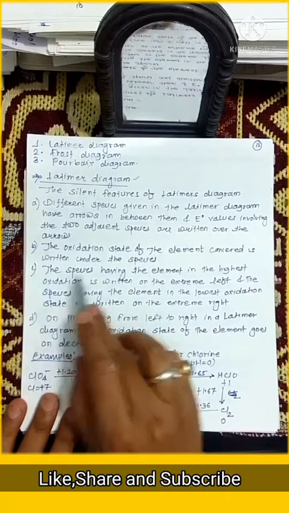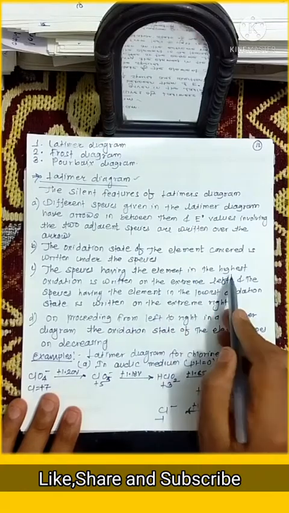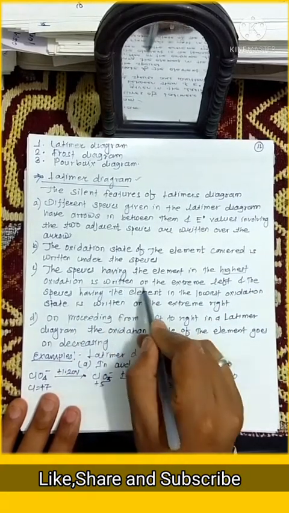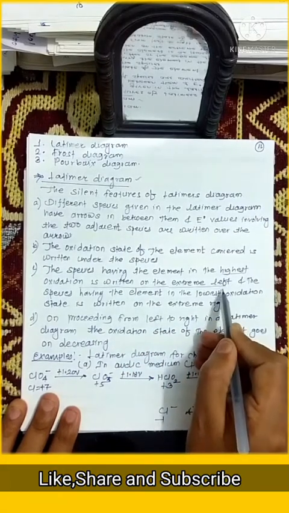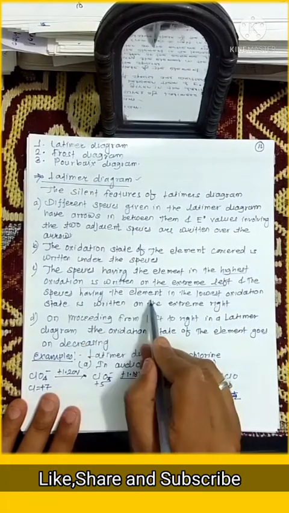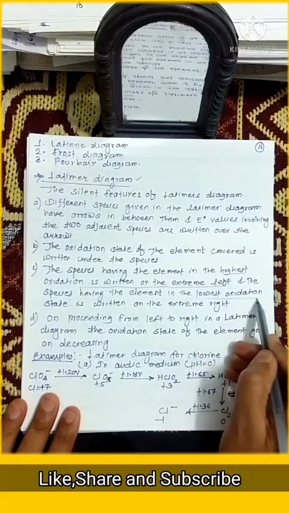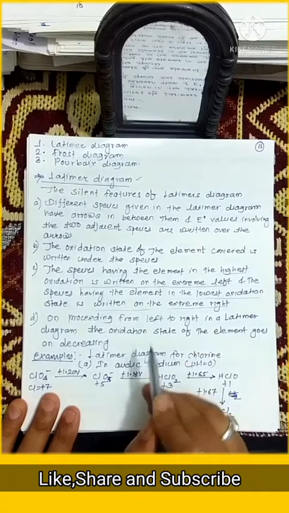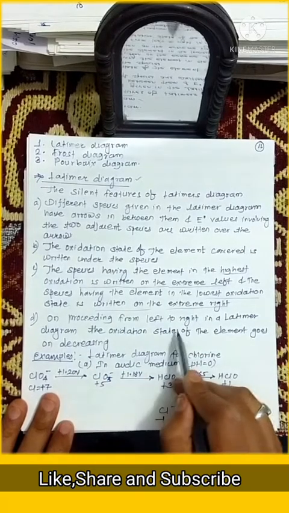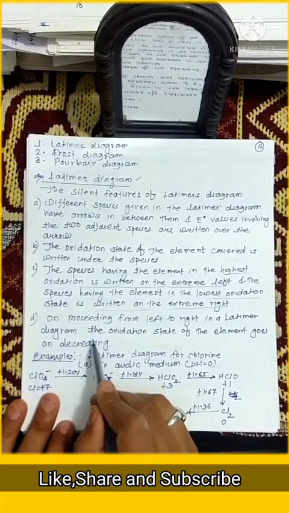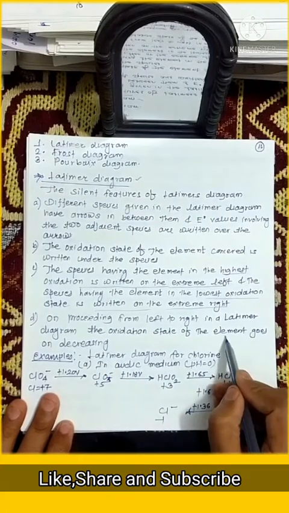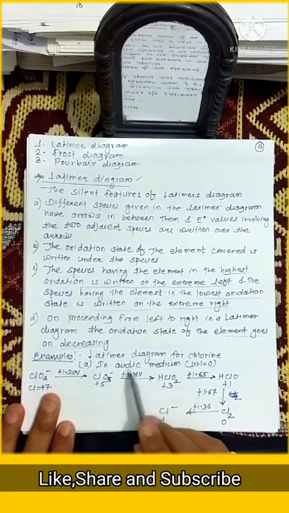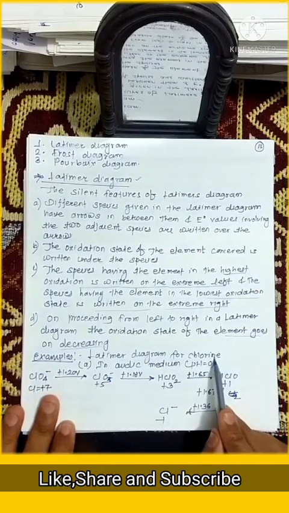Third feature is the species having the element in the highest oxidation state is written on the extreme left. It is important. And the species having the element in the lowest oxidation state is written on the extreme right. On proceeding from left to right in a Latimer diagram, the oxidation state of the element goes on decreasing. Now just see the Latimer diagram of chlorine.